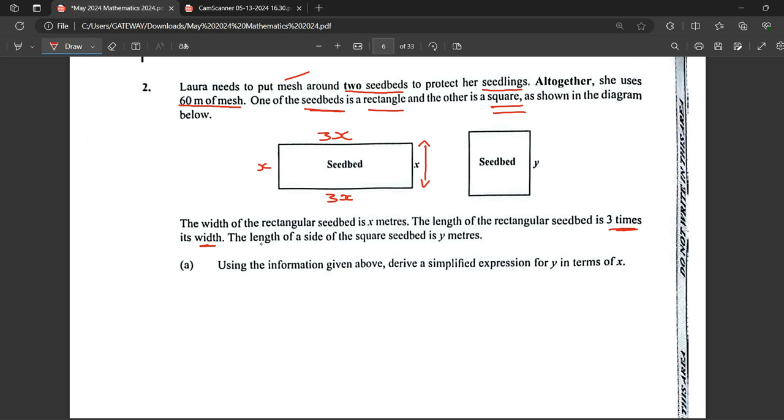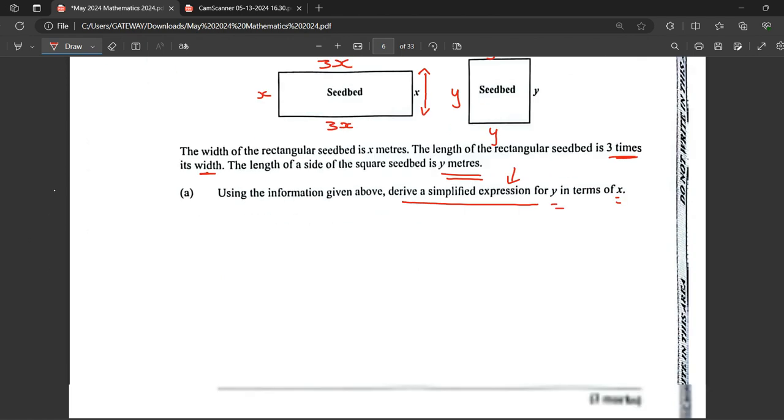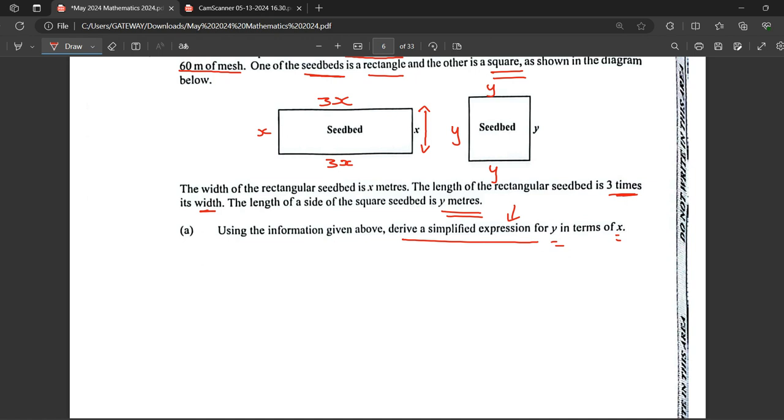Simple. Now the length of a side of the square seedbed is y meters. Square, all the sides are equal. So here will be y, here will be y, and here will be y. Simple. They say using the information given above, derive a simple expression. Now our expression does not have an equal sign. For y in terms of x. So let me see what we can do here.